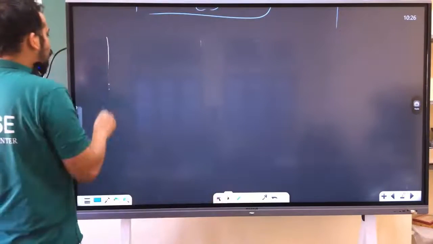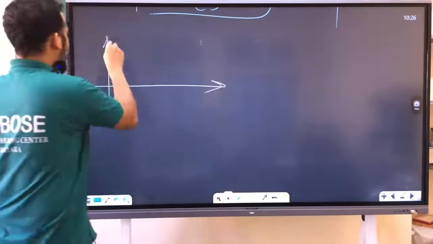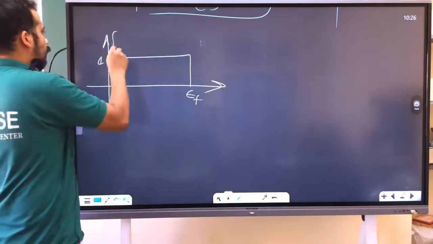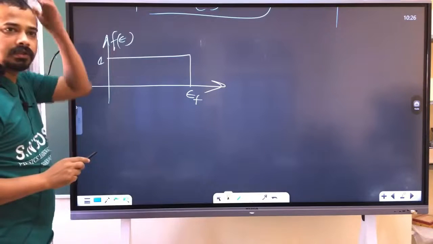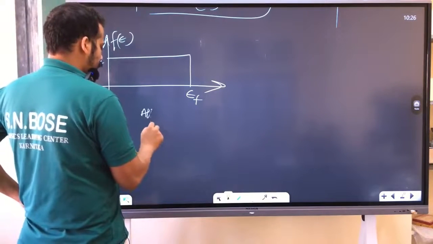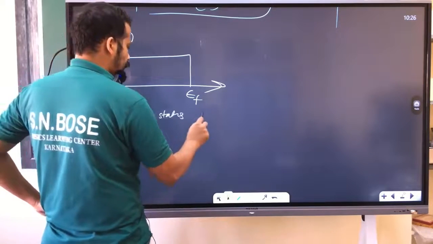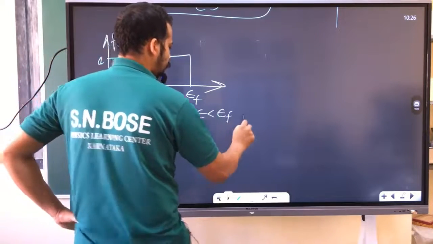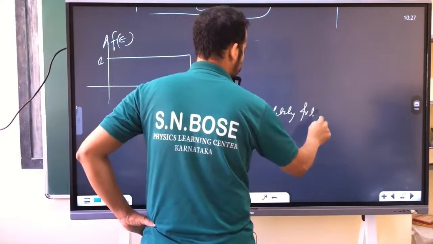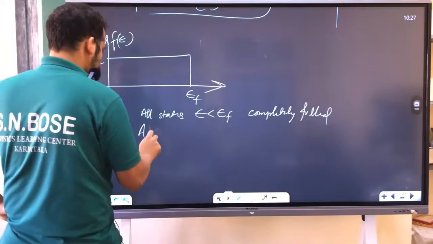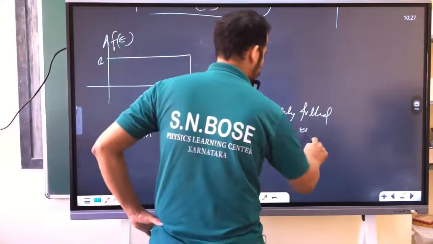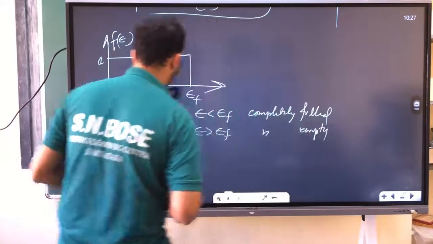So in this one, we think only about energy, am I right? At 0 degree Kelvin, EF here, 1 here, F of E here. We think only about energy here, isn't it? So that means all states for which E less than EF are completely filled. Am I right? Completely filled. All states E greater than EF are completely empty, isn't it?